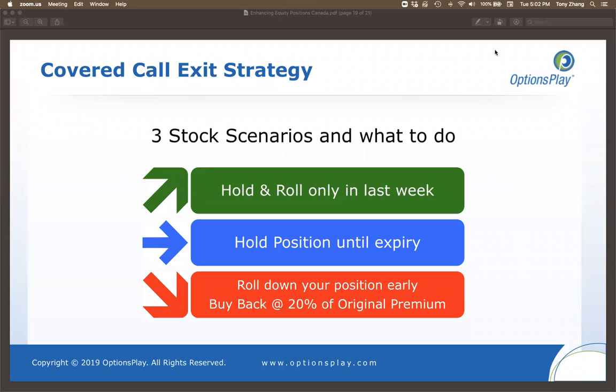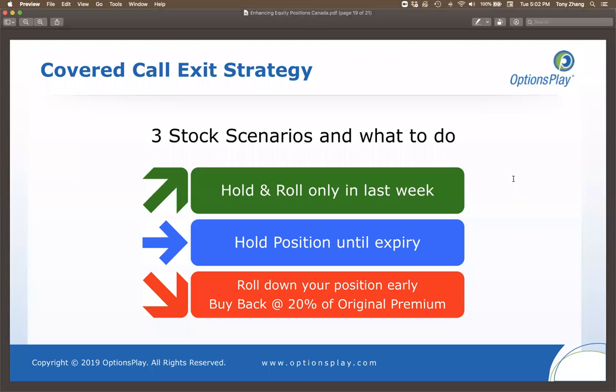So for example, if you sell a covered call for $1 and now you can buy it back for 20 cents or less, and there's still 2 weeks left to go, you want to buy that back, capture those 80 cents, lock in that 80-cent profit, and sell another covered call even though you still had 2 weeks left to go. So that's really the three different scenarios that you'll find yourself in when you're selling a covered call, and generally how to handle that.